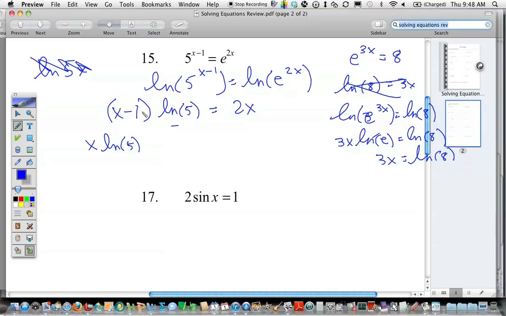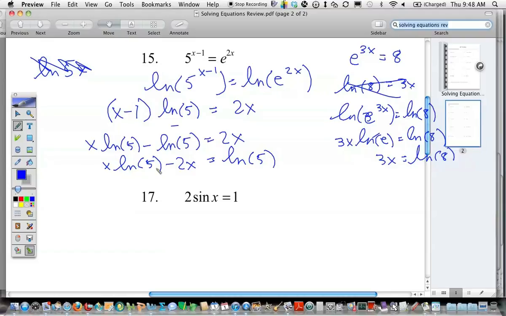Okay? So x times ln 5 minus 1 times ln 5 equals 2x. Now what we need to do is get the x's on one side, right? Isn't that what you learned in Algebra 1? Get the x's on one side. So I'm going to bring the 2x over here, and I'm going to add the ln 5 over to this side, because ln 5 is just a number. So get that over there, get the x's on one side.